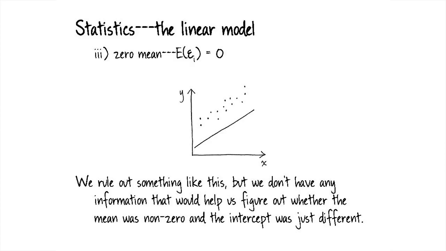And I should say, another way to say this is that the expectation of the error and the intercept of the regression line are not separately identified. That's another piece of terminology. That just means we don't have any way to sort them out with the data.